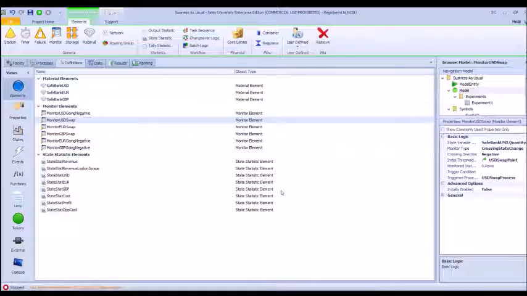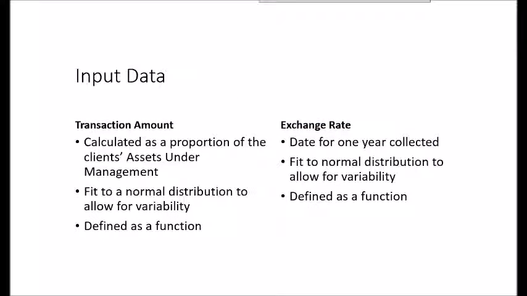We have three material elements. These material elements track the amount of US dollars, euros, and pounds in our system. Now we're going to discuss the input data for our model. Some of the most important input data was the transaction amounts and the exchange rates. A summary for how this data was acquired is below.